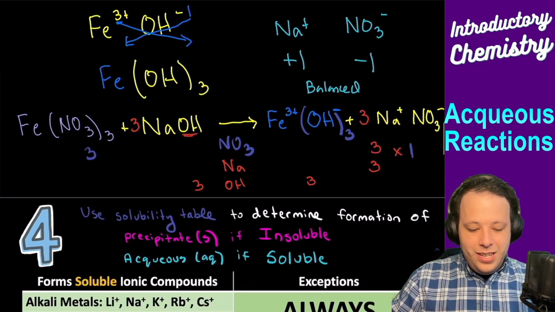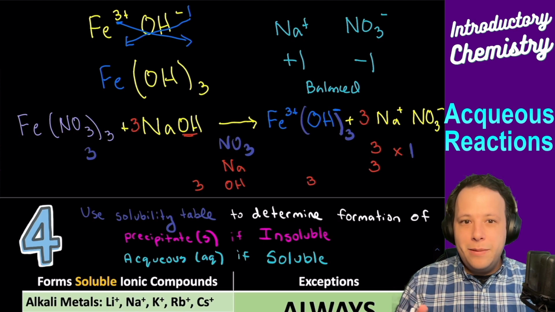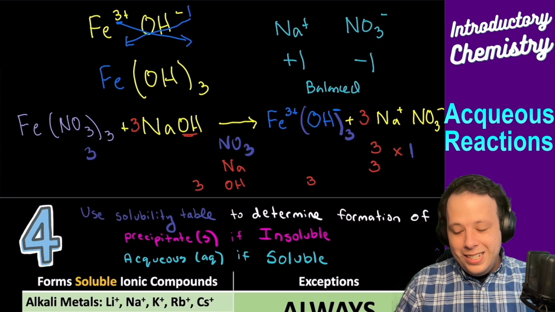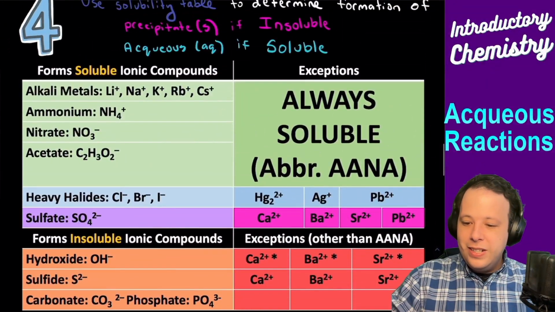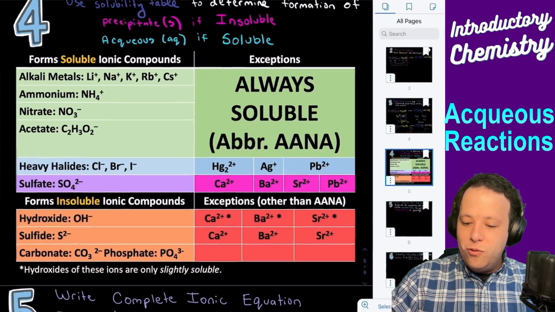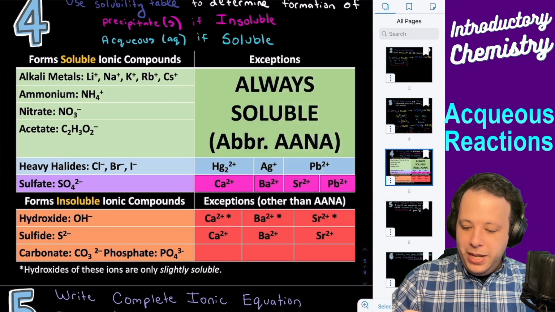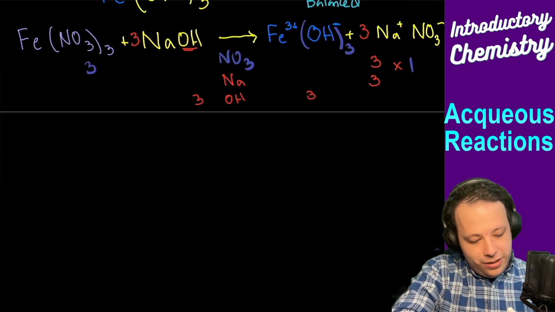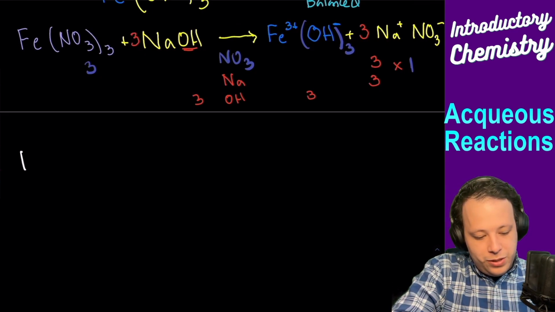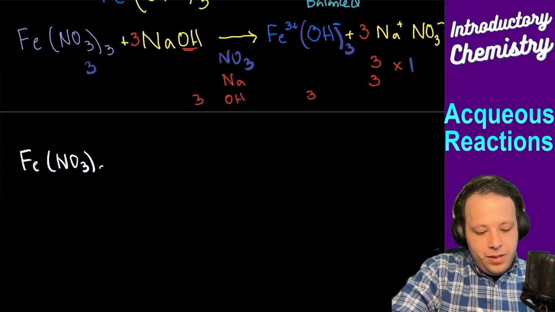All right. The next step in our process here is to actually use the solubility table to determine what is soluble, what is insoluble. So when we do that, this is actually going to allow us to write out all of our different pieces that we have. So if we have our equation here, why don't we rewrite it for ourselves? We'll clean it up. So we have Fe(NO3)3.